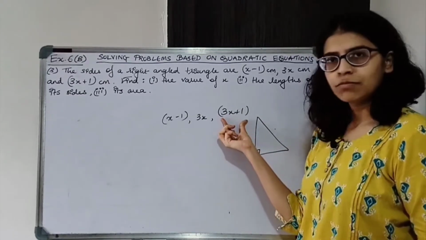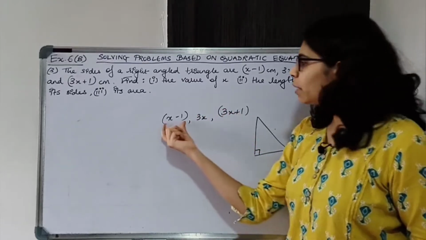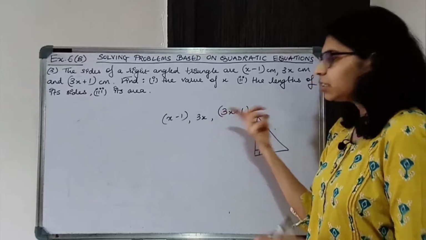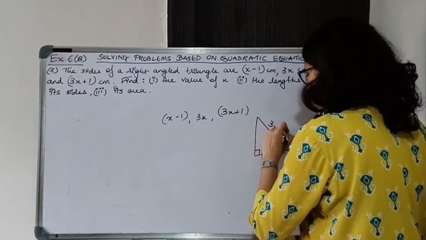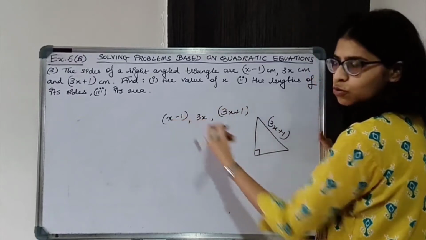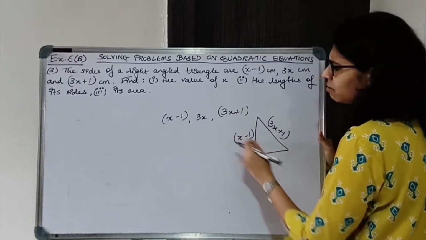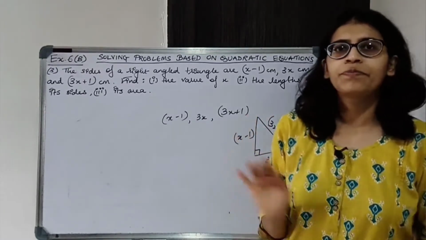This one. Okay, this is 3x, this is 3x plus 1, and this one is minus, so this one is the smaller side. So 3x plus 1 will be bigger than 3x. So this is the hypotenuse and the rest two sides are this. Okay, you can consider in any order, it does not matter. Here, be careful with the hypotenuse.